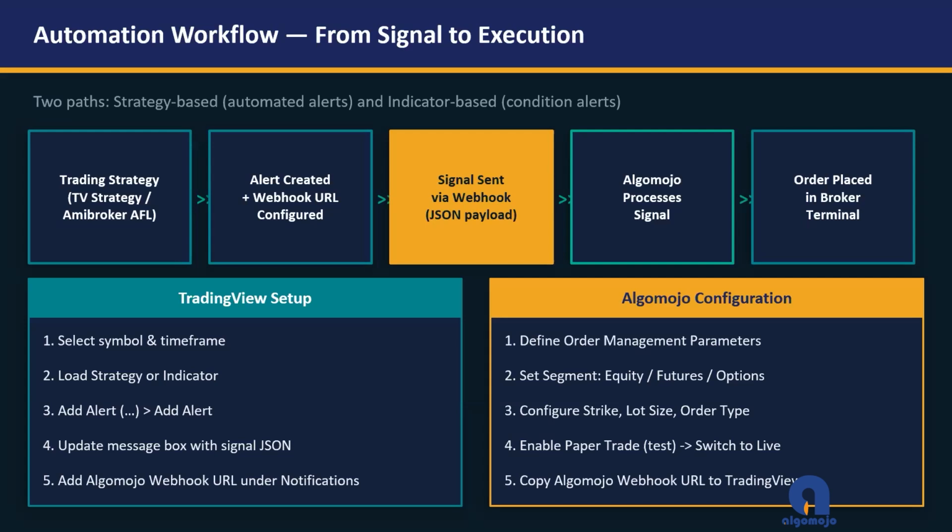On the TradingView side, you will need to load your strategy or an indicator on the correct symbol and the time frame, and click the three dots, which is to add the alert. In the alert message box, all you have to do is paste the Algomojo JSON payload. This tells Algomojo what order to place, whether to buy or sell. And under notifications, paste your Algomojo provided webhook URL, set the alert condition, and that's it. After that, you need not do any other setting on TradingView.